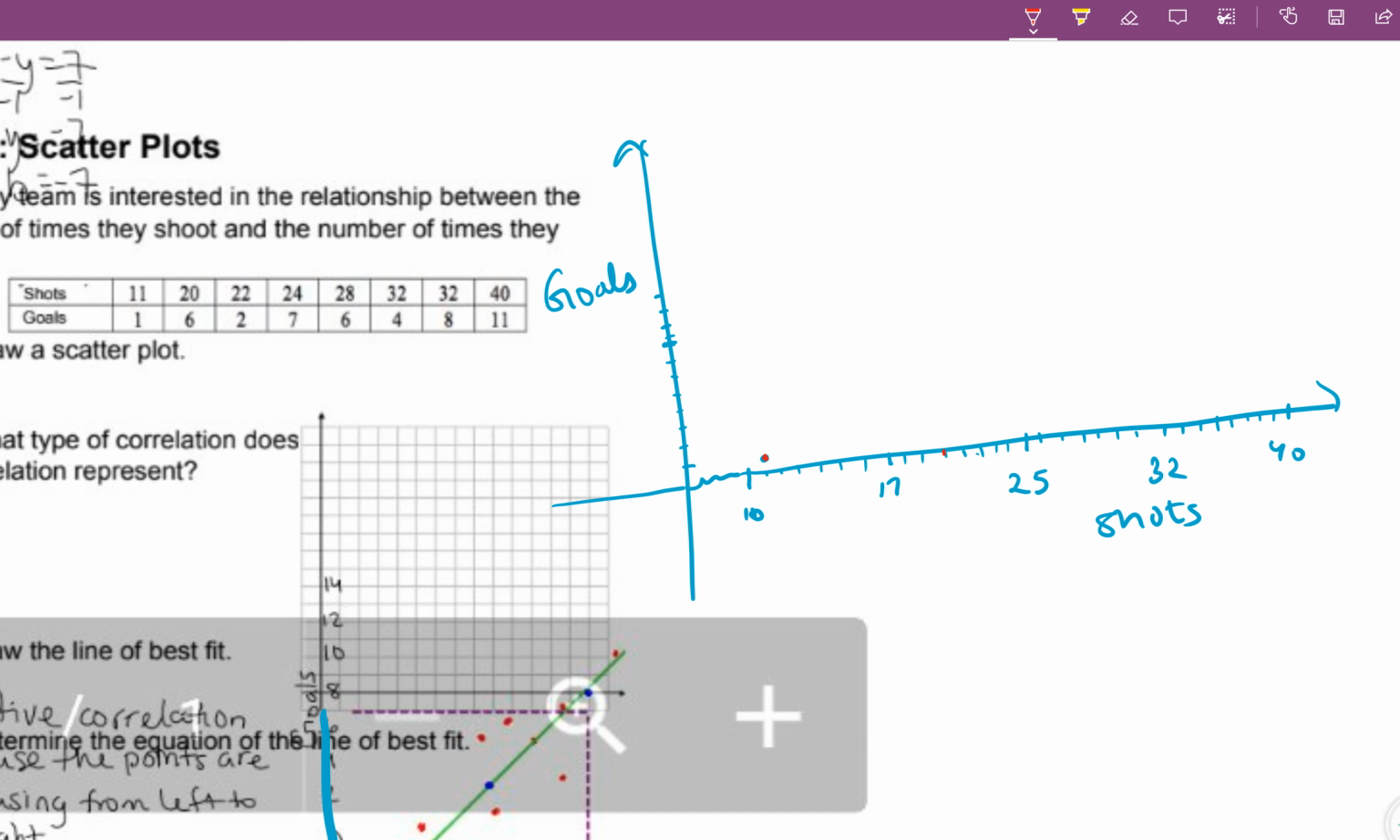So this is going to give you 6. So 6 is going to be up here: 1, 2, 3, 4, 5, 6. This is 6, and that's 20. So the point is right there. And then we go for the next one, 22. 22 gives 2. 22 is right there, and 2 is right there. So this is the point. And then we have 24, 7. 24 is right there. 7 is going to be up here. Right here.